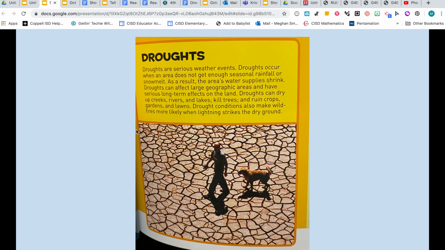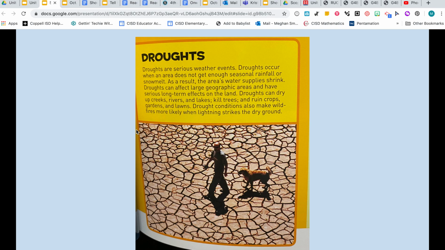Droughts are serious weather events. Droughts occur when an area does not get enough seasonal rainfall or snowmelt. As a result, the area's water supplies shrink. Droughts can affect large geographic areas and have serious long-term effects on the land. Droughts can dry up creeks, rivers, and lakes, kill trees, and ruin crops, gardens, and lawns. Drought conditions also make wildfires more likely when lightning strikes the dry ground.